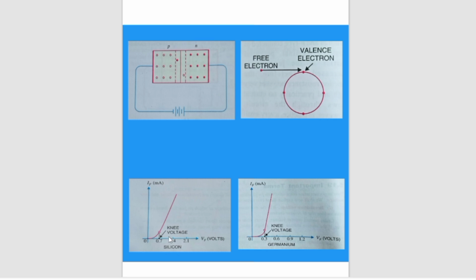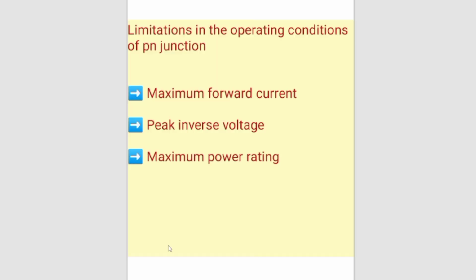The potential barrier voltage is also known as turn-on voltage. This is obtained by taking the straight line portion of the forward characteristics and extending it back to the horizontal axis. Now let us discuss some limitations in the operating conditions of a PN junction. Every PN junction has limiting values of maximum forward current, peak inverse voltage, and maximum power rating. Now let us discuss them one by one.